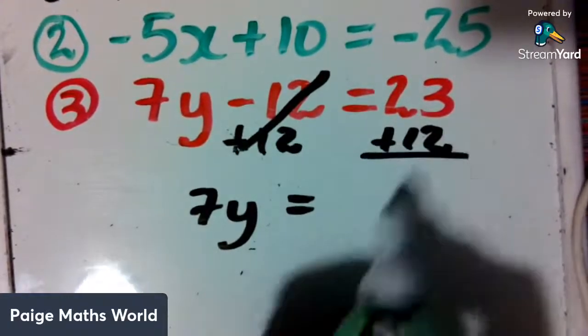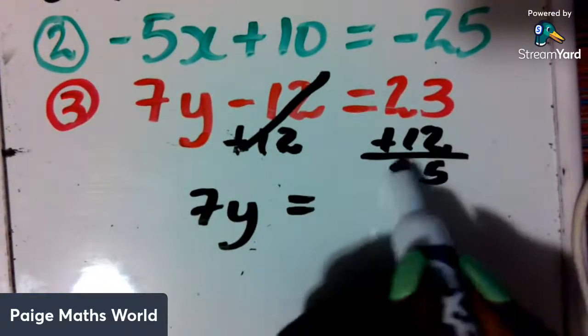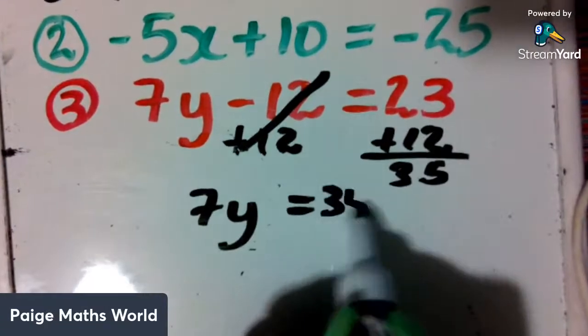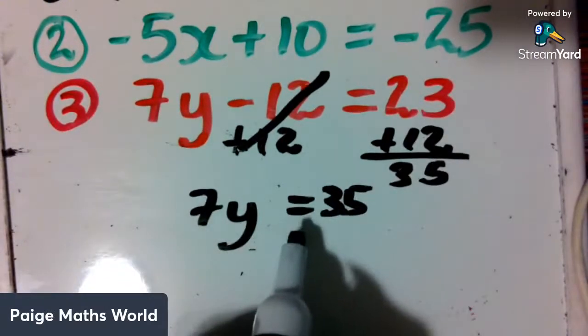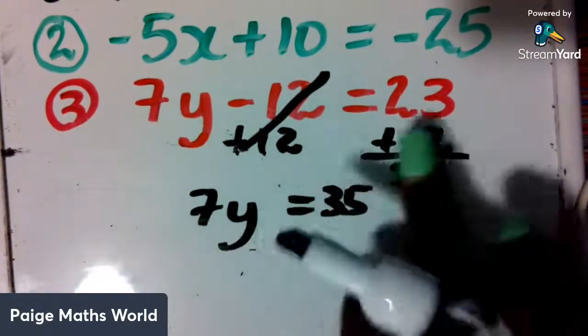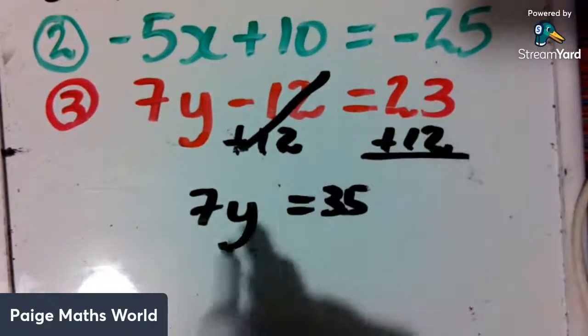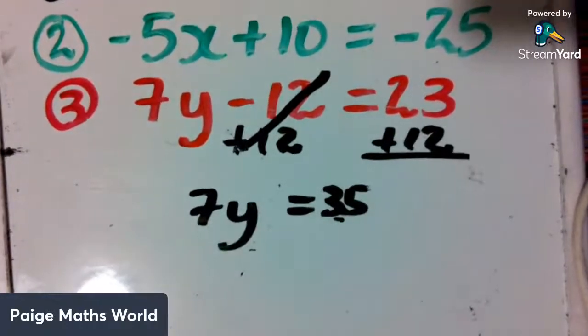23 plus 12 give us what? That's 5 and that's 3. So that's 35, right? So 7y is equal to 35. What do I do?